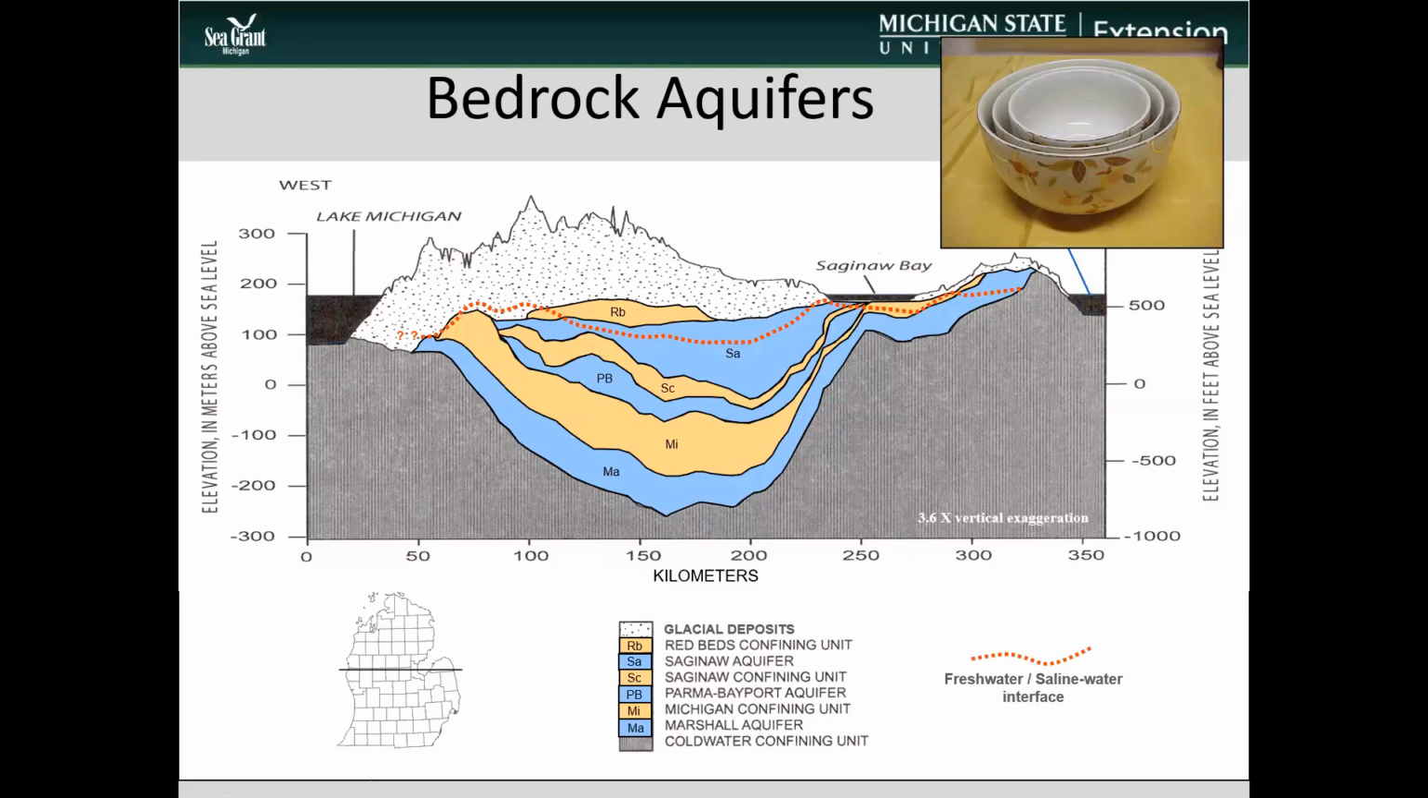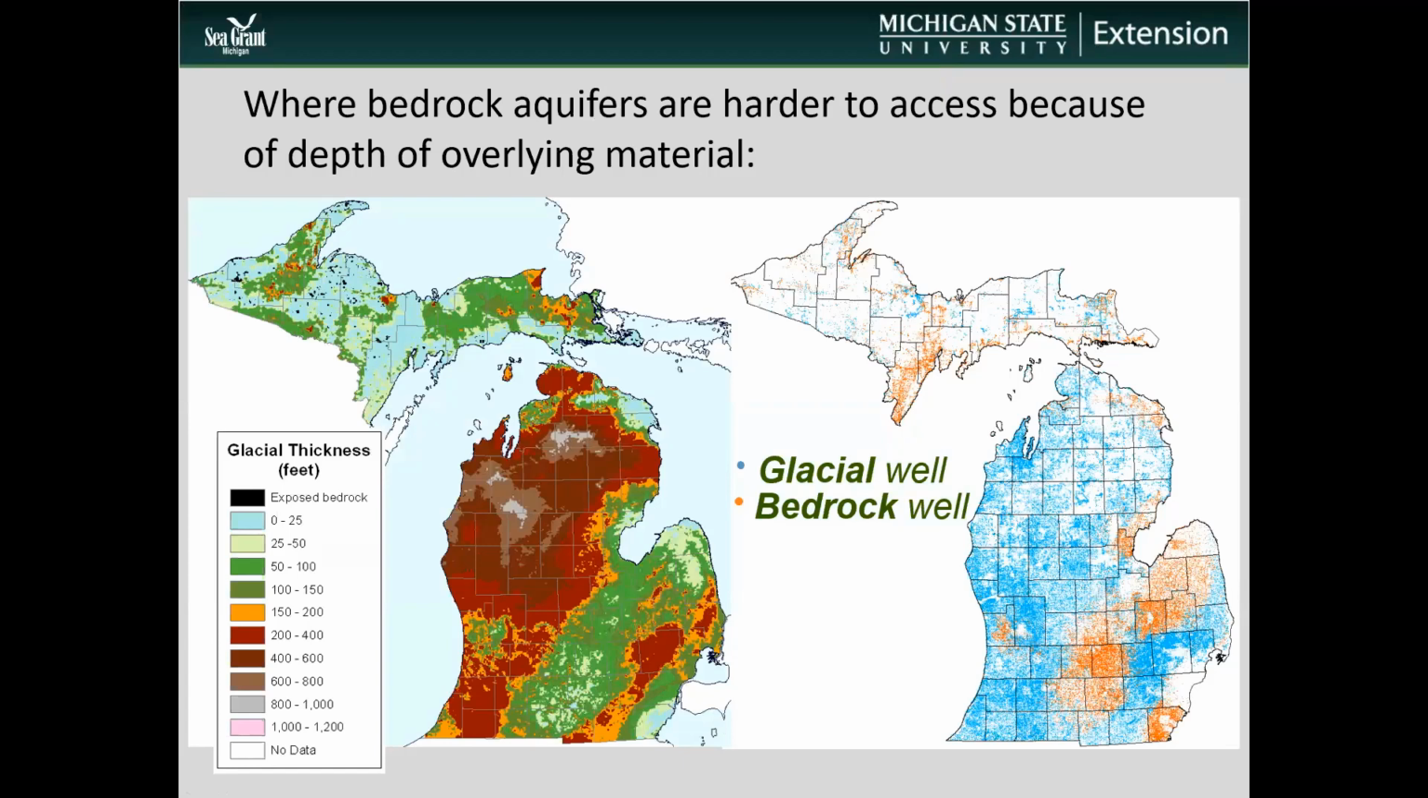But what I really want to point out is this red dashed line that you see here, and that is the freshwater and saline water interface. All of the rocks beneath that dashed line represent really salty water, many times saltier than ocean water. I'm talking salty water. The only potable water, the drinkable water, would be in the upper part of that basin, and then of course in the glacial materials. So in the uppermost strata and in the glacial materials would be where we're accessing our drinking water.